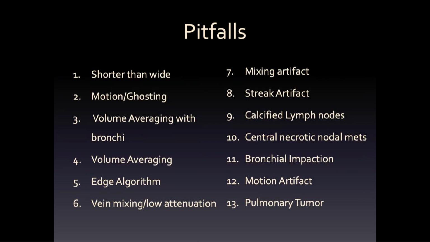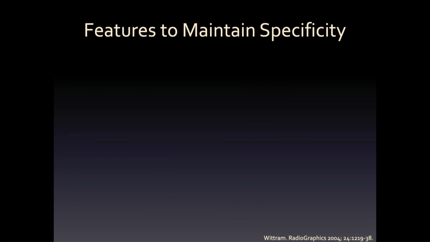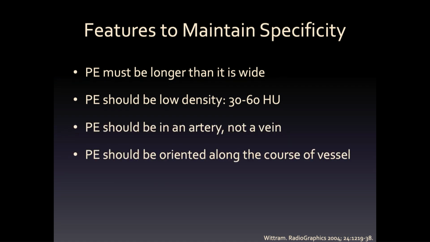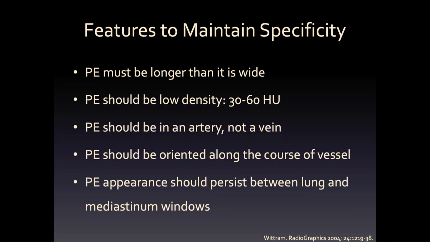All right, so we went through a bunch of pitfalls. The pitfalls are not the key. The key is the rules, the sort of patterns we rely on to maintain specificity. And again, longer than wide, clot density should be in an artery, oriented along the course of the vessel or parallel, and I switch back and forth to lung and remain convinced.